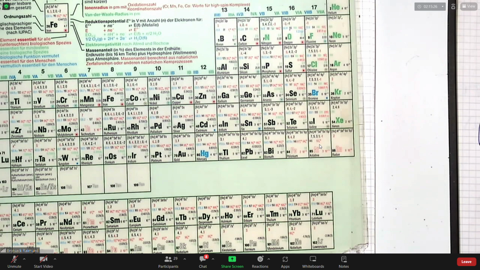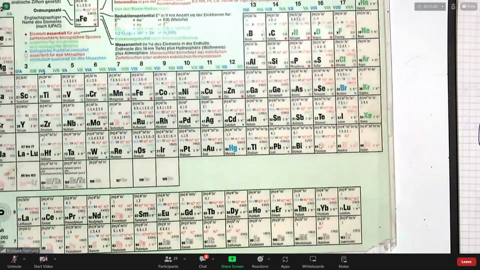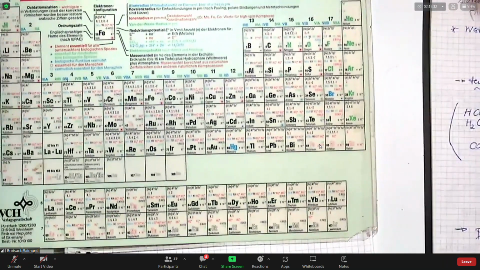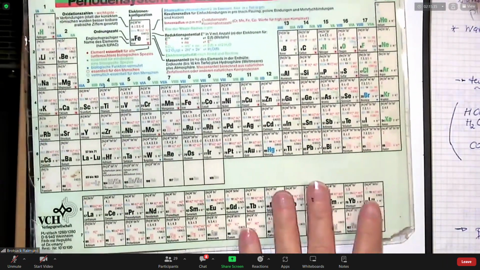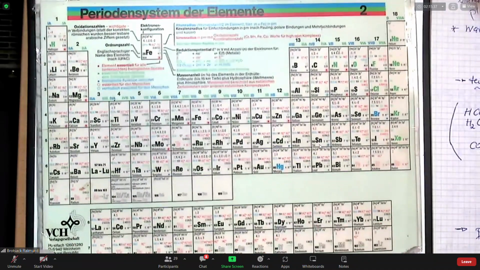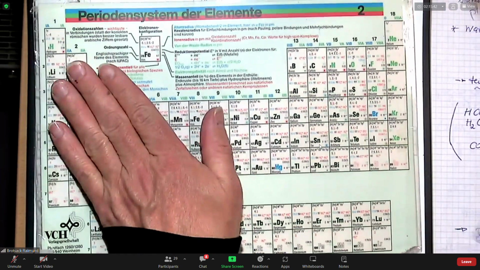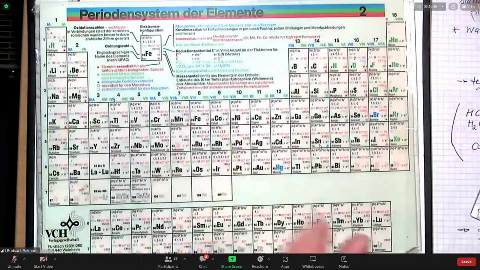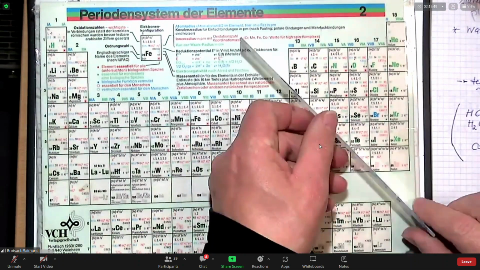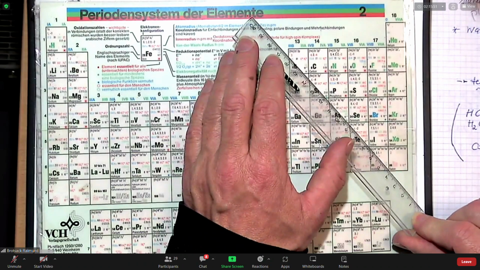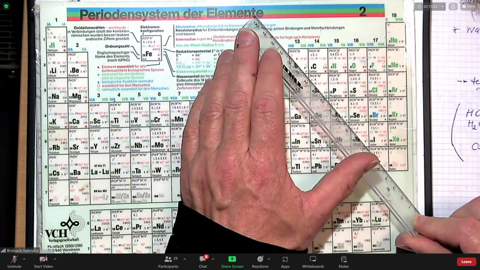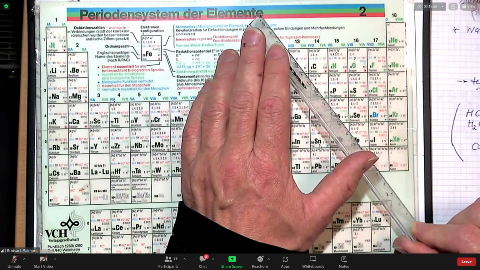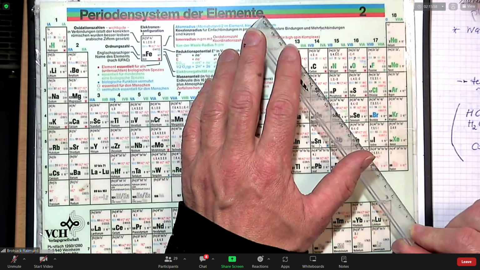Where are the metals and where are the non-metals in the periodic table of elements? Where do we find the metals? So here we have all the metals, here we have all the non-metals. And what is this line here? Yeah, this is what we call half metals. We call them half metals.